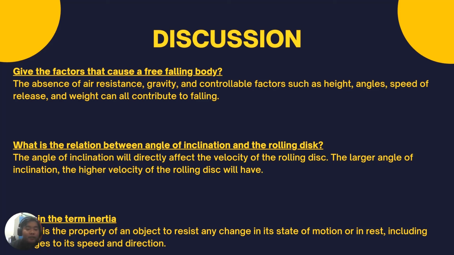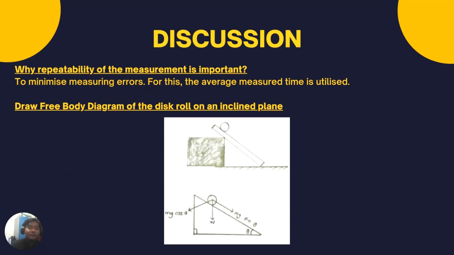The ninth one, explain the term inertia. Inertia is the property of an object to resist any change in its state of motion or rest, including changes to its speed and direction. Why is repeatability of the measurement important? It is to minimize measuring error. For this, the average measured time is utilized.